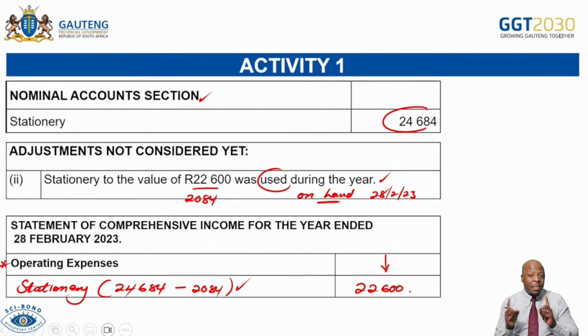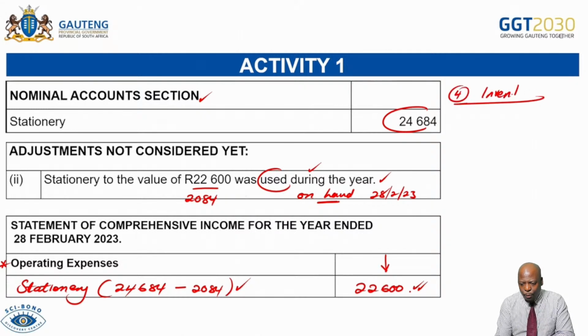So you have this particular adjustment, which can be asked in these different ways. Number one, you have what was used. If you're given the used, you bring it here into the last column. But if you have on hand, you come and then you subtract the on hand. And you know that that 2,084 is going to go to your note number 4 for inventory.